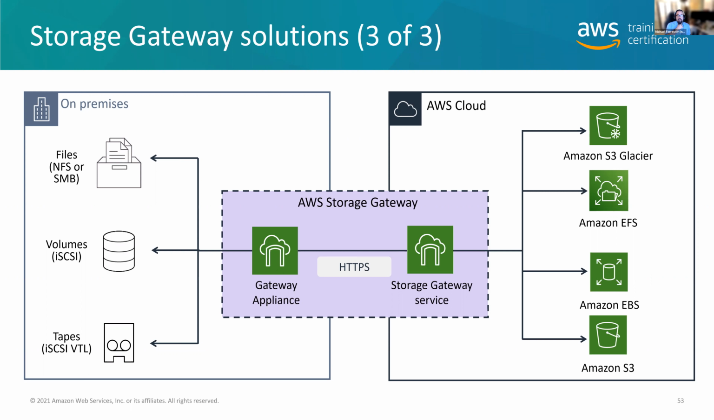Now, usually for tapes, it goes to Glacier. For iSCSI volumes, it could go to EBS. And then usually for NFS or SMB, it's going to go either to EFS or to S3. They are going to ask you questions. They're going to say, I've got a scenario where we're running out of tape space. Is there a way for us to use Amazon to extend our tape drive capacity up into the cloud? The answer is going to be Storage Gateway using the VTL for iSCSI for tapes, right? Virtual tape library, VTL, virtual tape library.